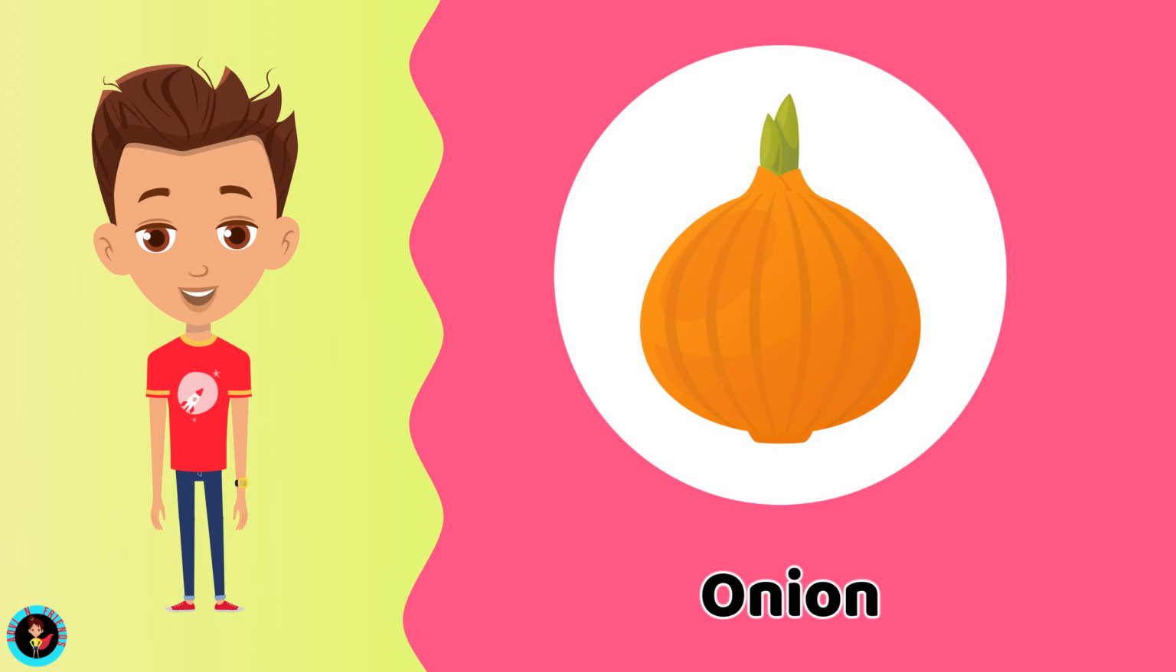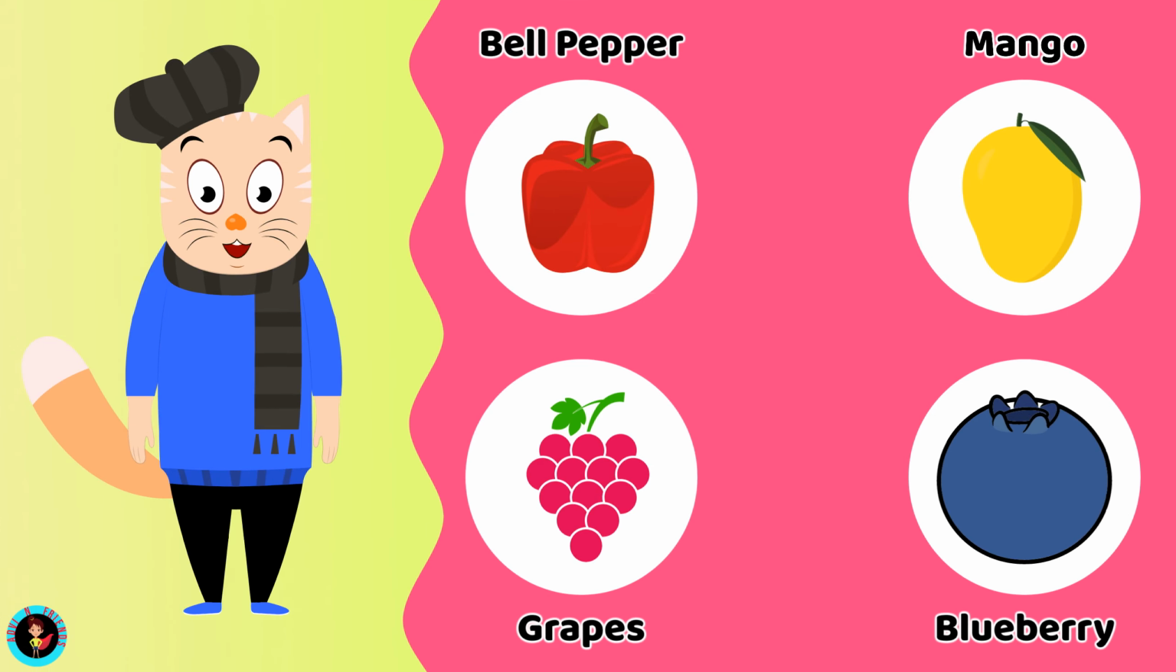Onion is a vegetable. Which among these is a vegetable? Bell pepper, mango, grapes, blueberry. The right answer is bell pepper.